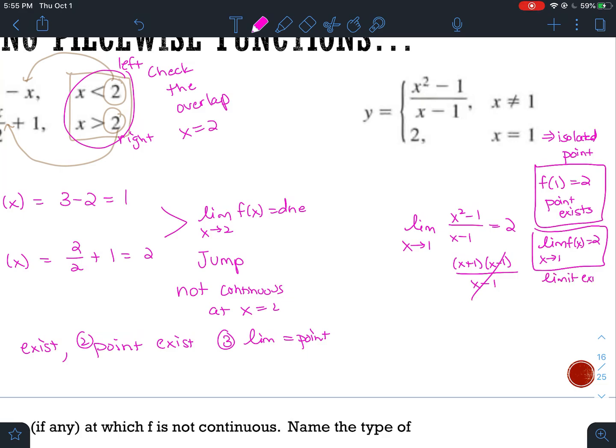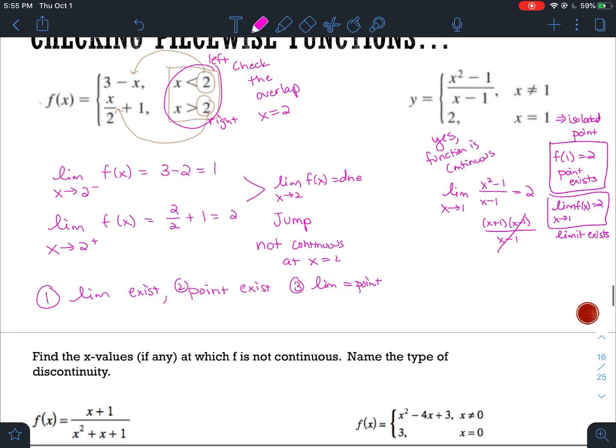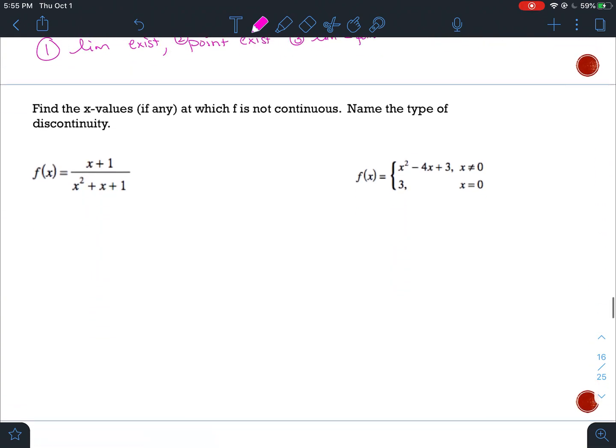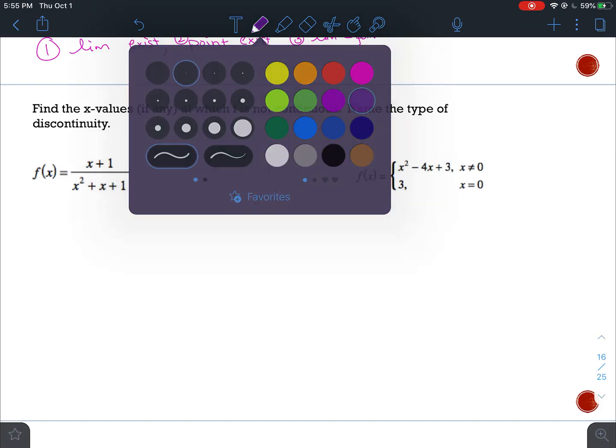The point exists. Are they equal to each other? Yeah, they're both equal to 2. So yes, this function is continuous at x equals 2. All right. Let's find the values of these functions where the function is not continuous.